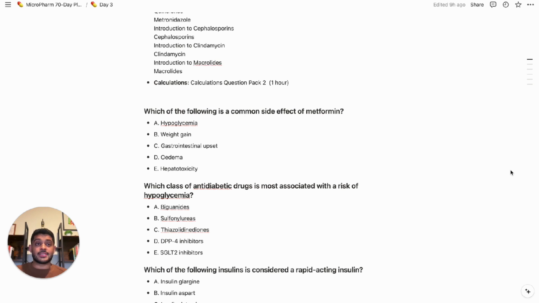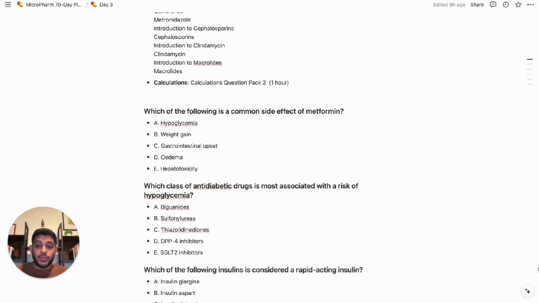If you got it, the correct answer was C, gastrointestinal upset. And this includes nausea and diarrhea. In particular, the diarrhea is more prominent, but it's transient. So it tends to come on when people start therapy, but tends to resolve over time.